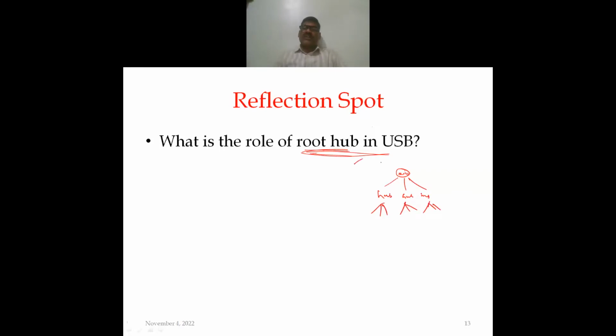The root hub is present in the host computer. Everything in the computer will be monitored with this root hub. Any IO device gets connected point to point, from the device to the corresponding hub, and from that hub to the root hub. So that is achieved through the root hub in the tree structure.